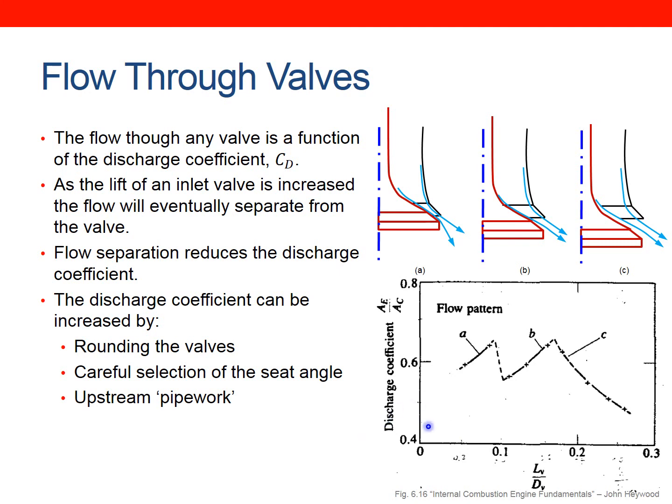And also the upstream pipe work has a very big effect. If there are no nasty 90-degree bends upstream, that's not going to disturb the flow either. So all these factors can be taken into account when designing the intake system to help minimize flow separation, to help increase the amount of flow into the cylinder.